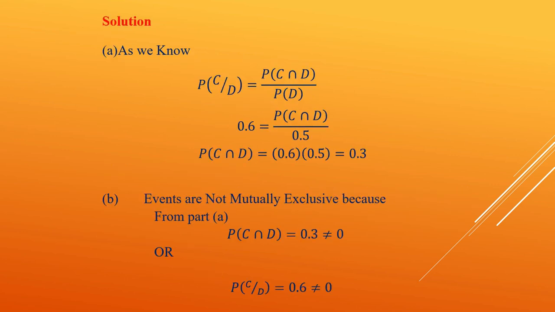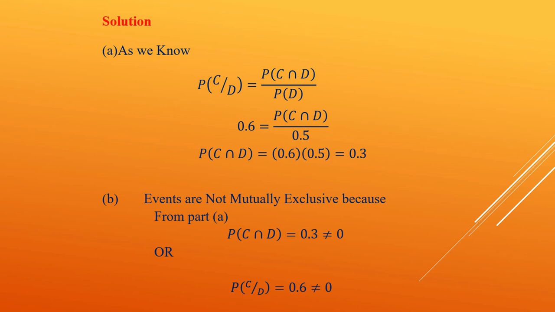In the solution, in part A, as we know, the probability of C given D equals probability of C intersection D divided by the probability of D. Now we put in the values: probability of C given D is 0.6 and the probability of D is 0.5, and finally we get the answer: probability of C intersection D is 0.3.